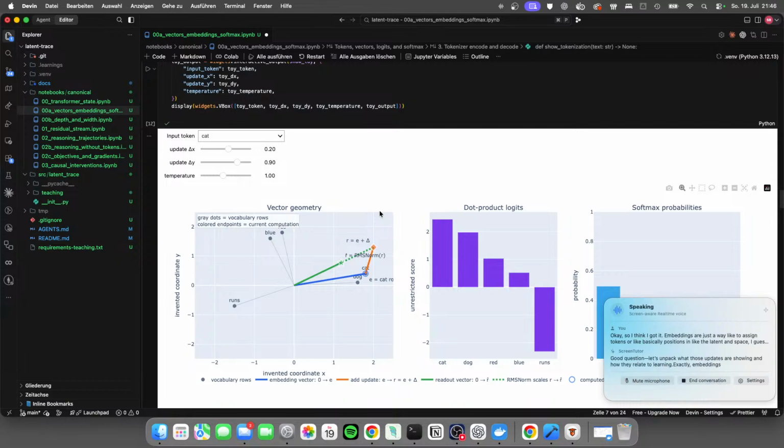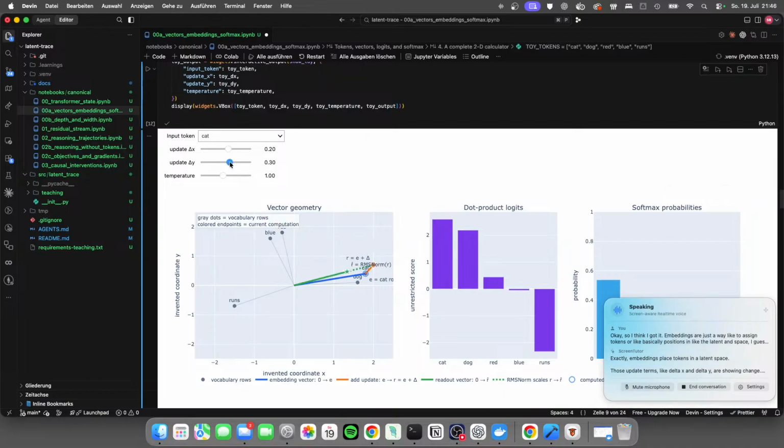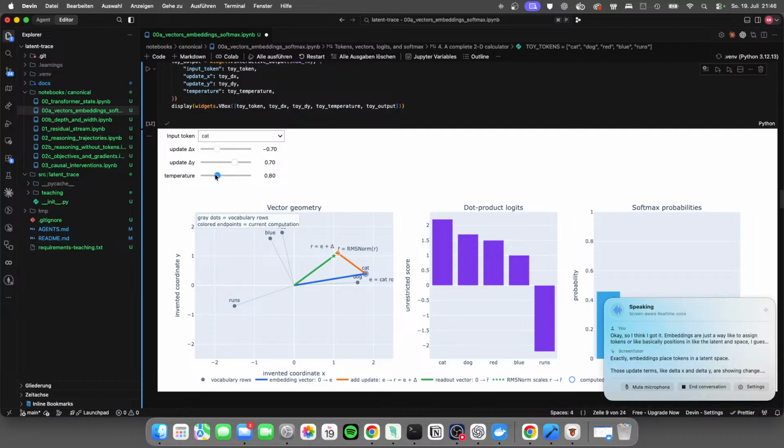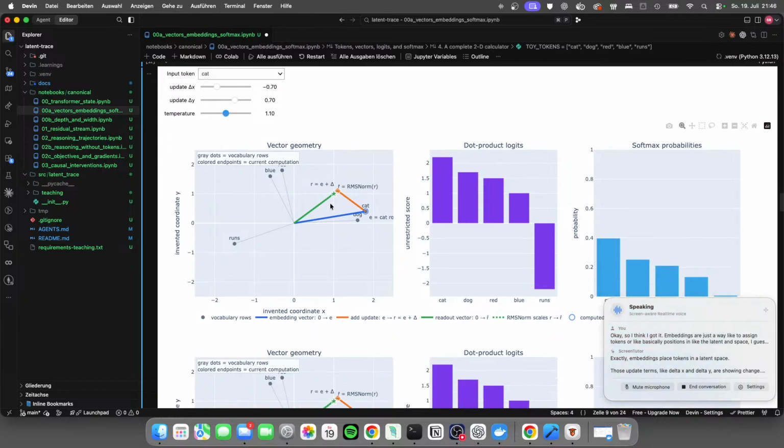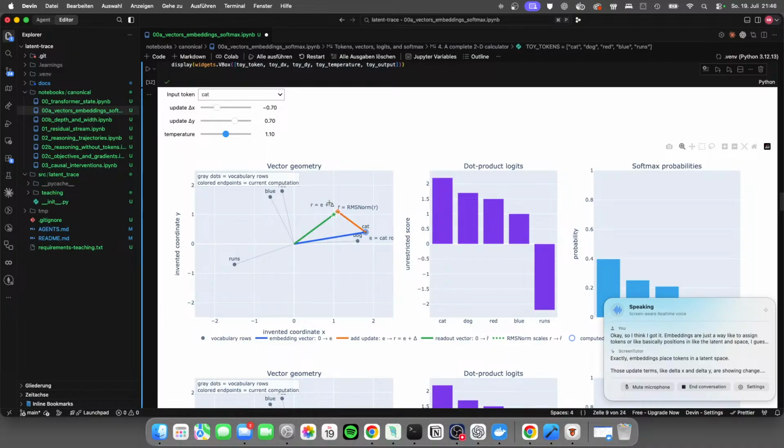Good question. Let's unpack what those updates are showing and how they relate to learning. Exactly. Embeddings place tokens in a latent space. Those update terms, like delta X and delta Y, are showing change. Delta just means difference. So delta X is how a vector changes in one dimension, and delta Y is change in another. In this context, it's usually illustrating how representations move when you apply a transformation, like a layer update, a change of temperature, or a different decoding choice. It's not training itself, but a visualization of how the internal state or scores shift.